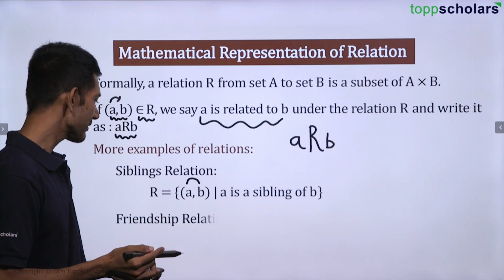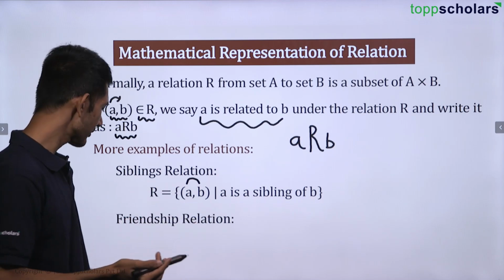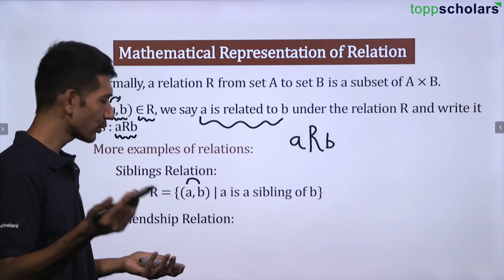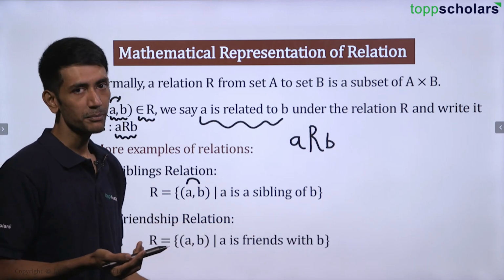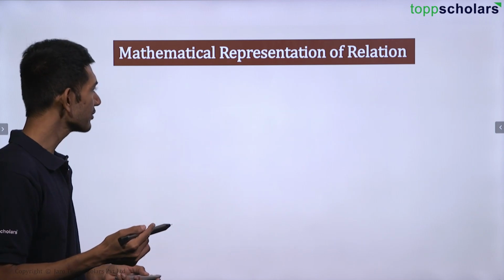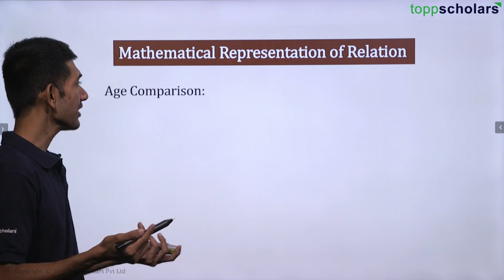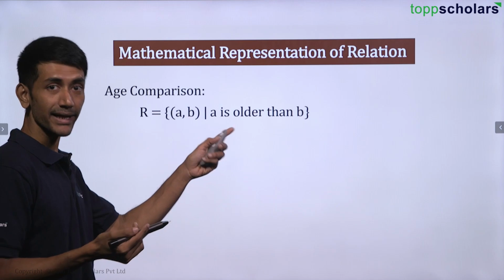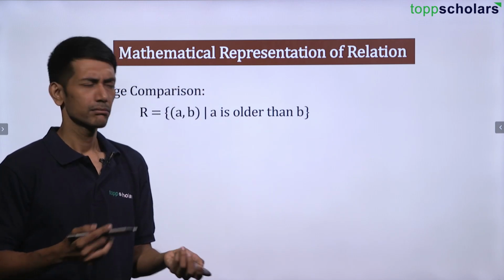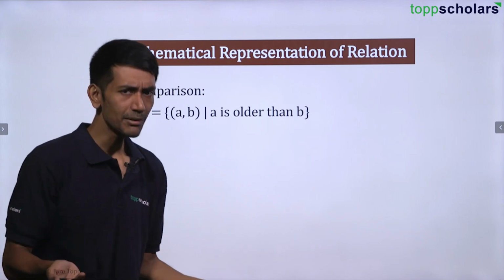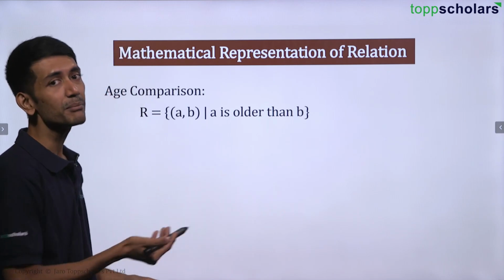Then, not necessarily only sibling relations, we can have friendship relations. A and B are two friends, so we can say that A is the friend of B. So that is also a relation. Age comparison, we took this example in class 12, class 11 students, that A is older than B. We can also have A is younger than B. That depends completely on what A and B are.